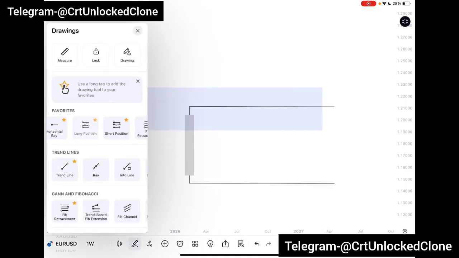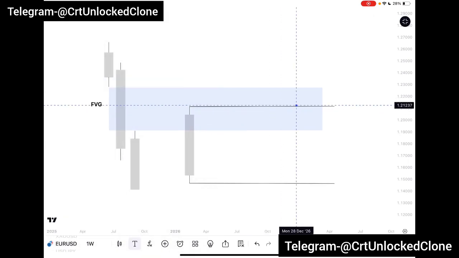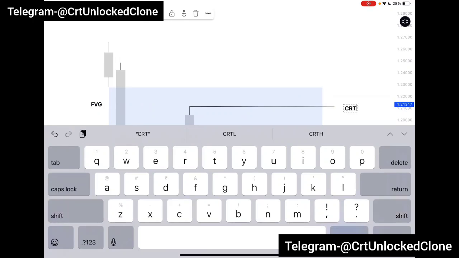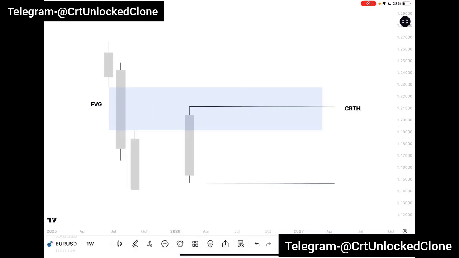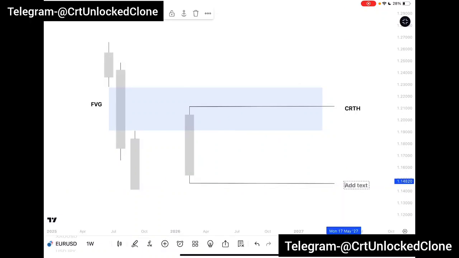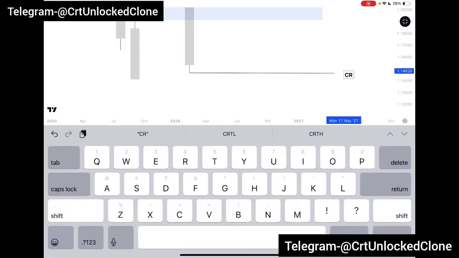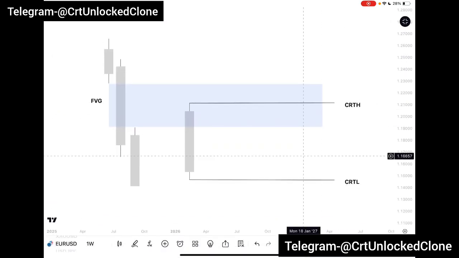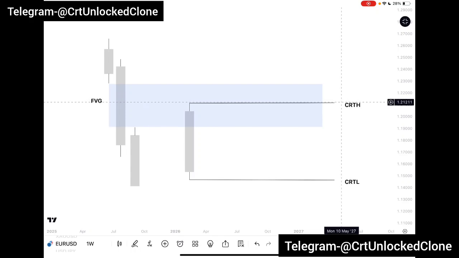Let me mark it, guys. Text. And this is the CRT high. And next, this is our CRT low. So we got our CRT high and CRT low, and guys, don't wonder why I have written CRT H here. H stands for CRT high and L stands for low, which means CRT low.